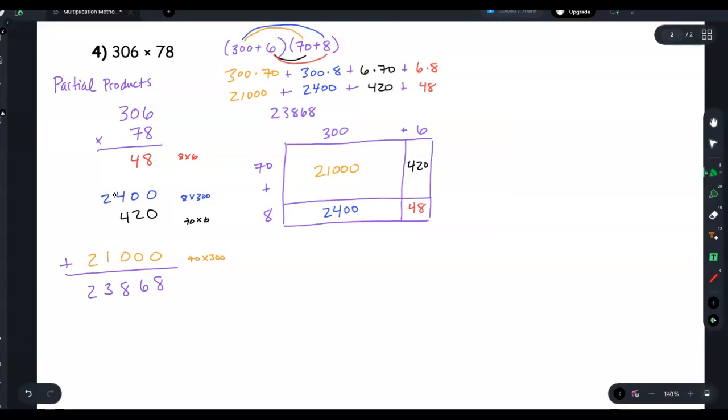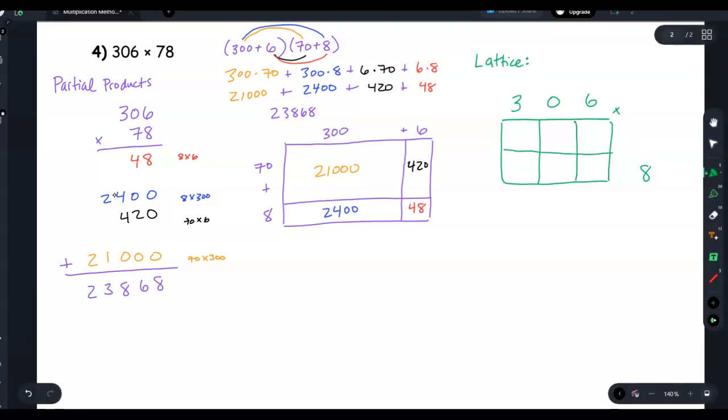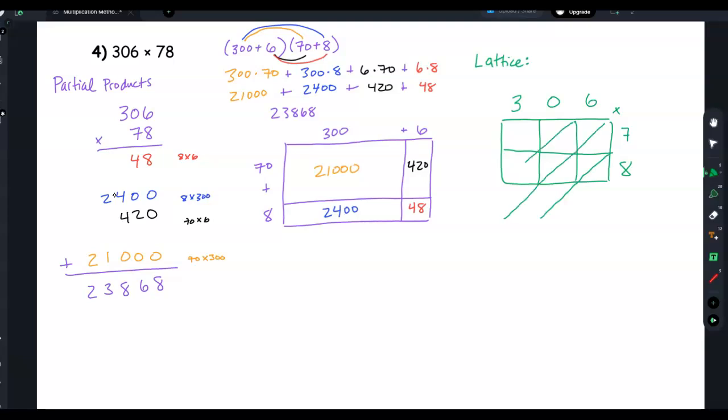Let's do the lattice method. So I'm going to put 306 across the top and then 78 across the right-hand side. So that means I'm going to have 3 going this way and 2 going this way. Like this. Line that up a little bit better here. And then I'm going to go ahead and draw my diagonals for my initial setup. So here's my setup.